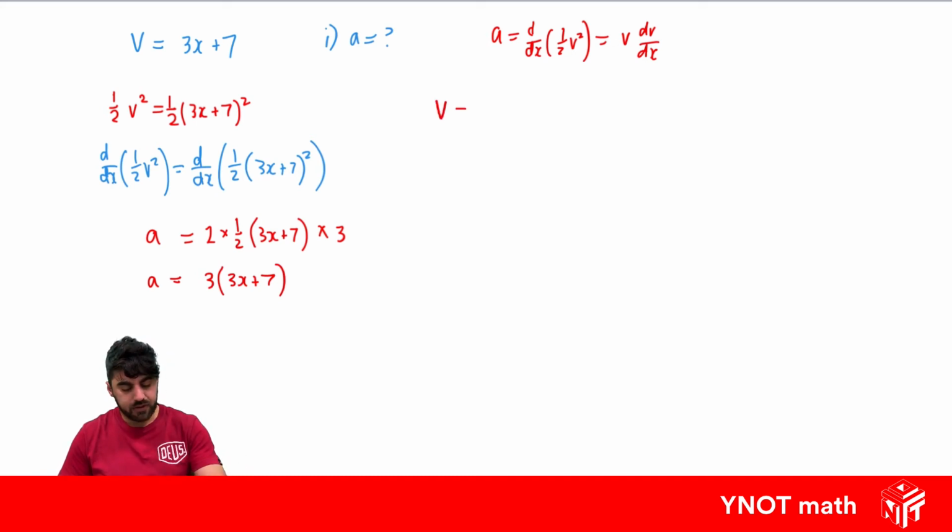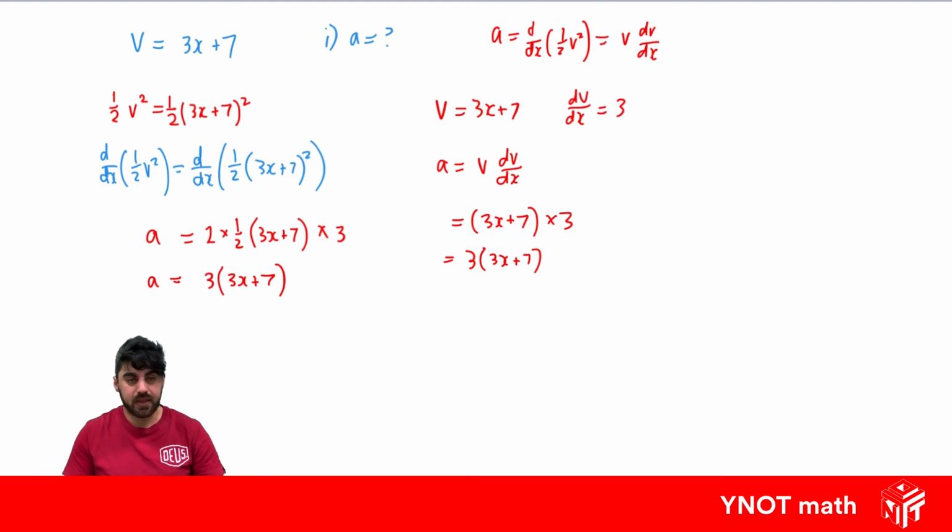We know v equals 3x plus 7, and from here we can find dv/dx. This is just deriving the velocity with respect to x, and that's just going to be 3. And acceleration equals v times dv/dx. So v we know is 3x plus 7, and dv/dx we know is equal to 3, so this just gives us 3 outside of 3x plus 7, which was the same as before.